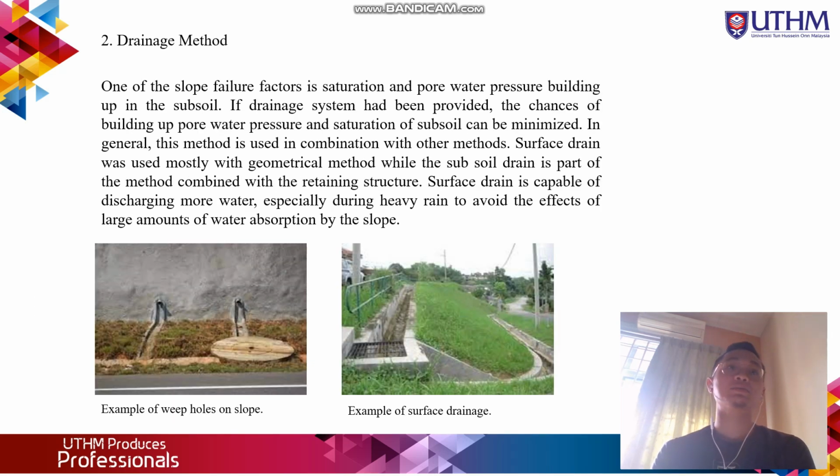Number two is drainage method. Drainage method is one of the slope failure factors. One of the slope failure factors is saturation and poor water pressure building up in the subsoil. If a drainage system had been provided, the chances of building up poor water pressure and saturation of subsoil can be minimized. In general, this method is used in combination with other methods. Surface drain was used mostly with geometrical method while the subsoil drain is part of the method combined with the retaining structure.